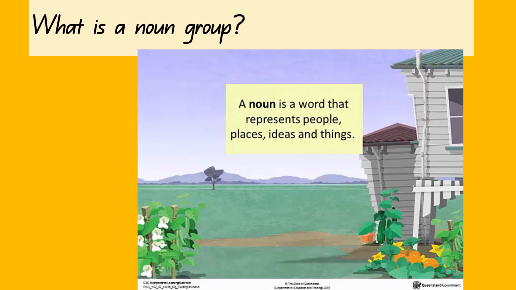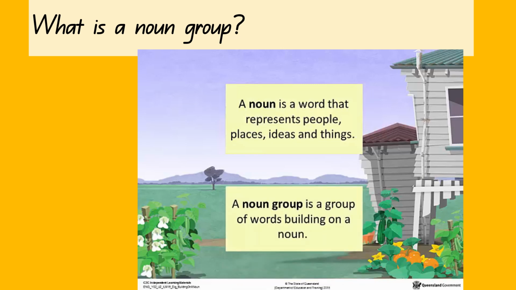Remember, a noun is a word that represents people, places, ideas, and things. A noun group is a group of words building on a noun. Noun groups engage the reader. They make your story easier to understand because you are giving the reader more information to work with. You are describing characters and settings in ways readers can understand and imagine. Building on a noun will make your readers want to read more and more and more.